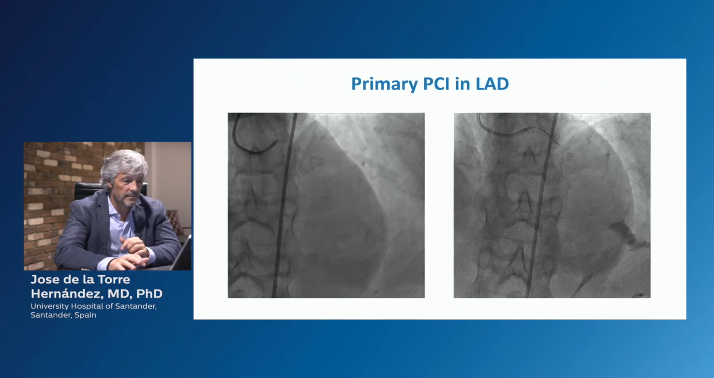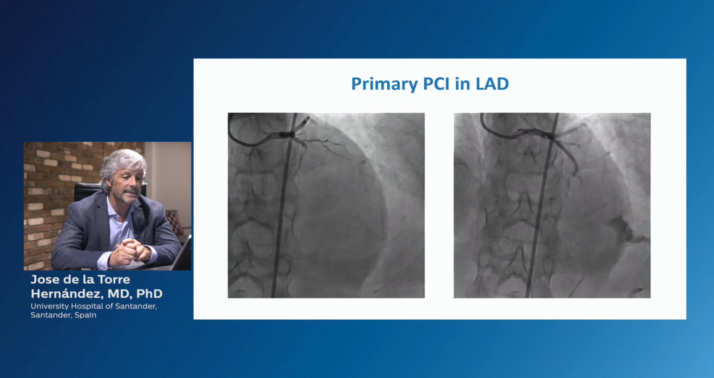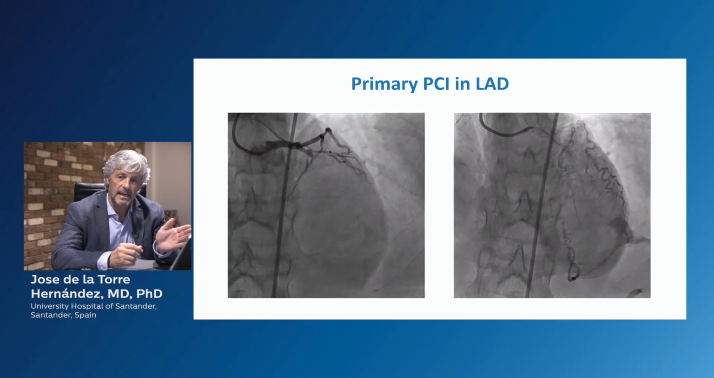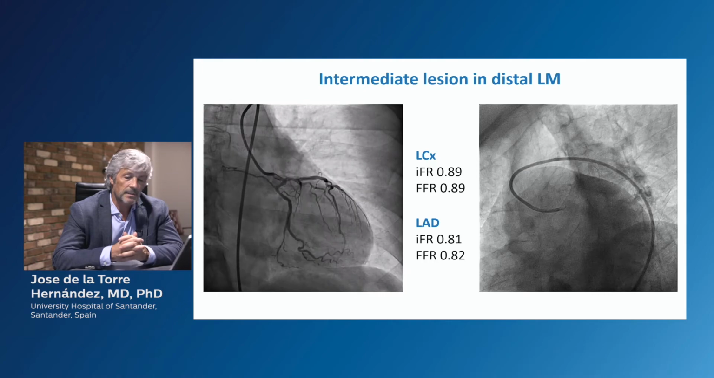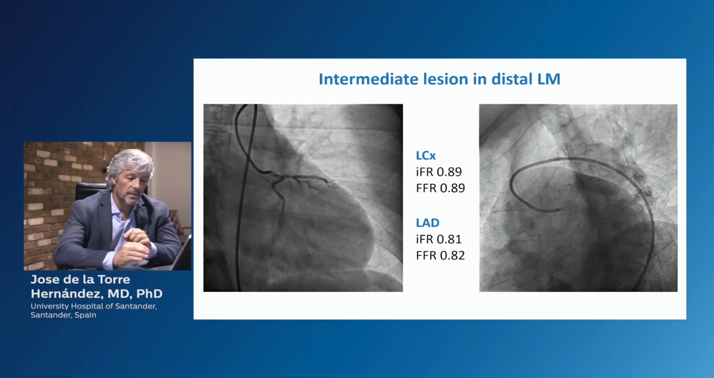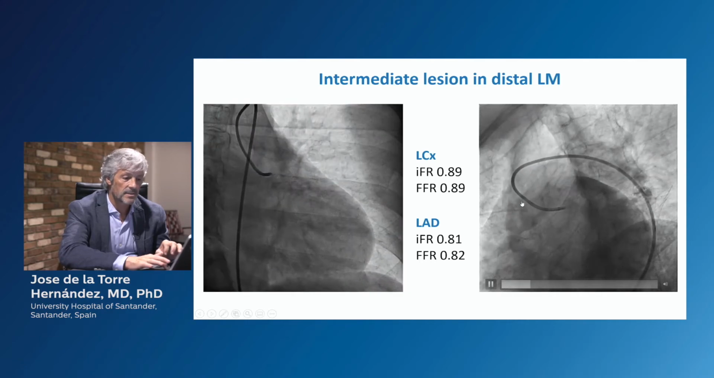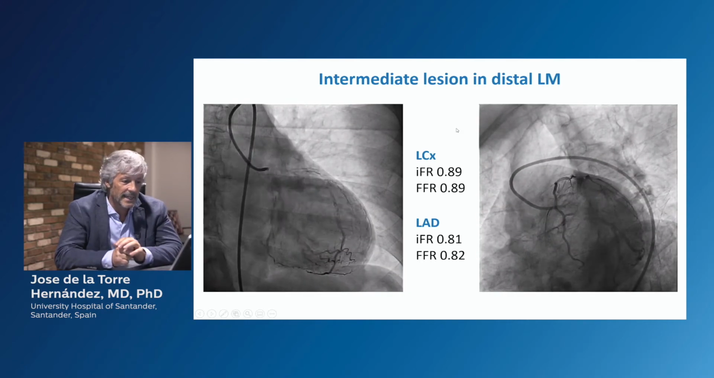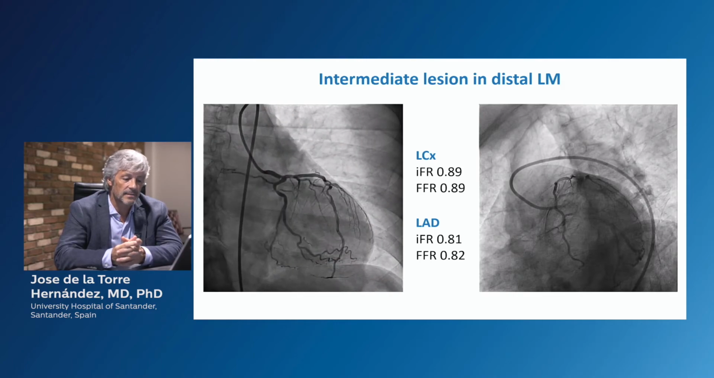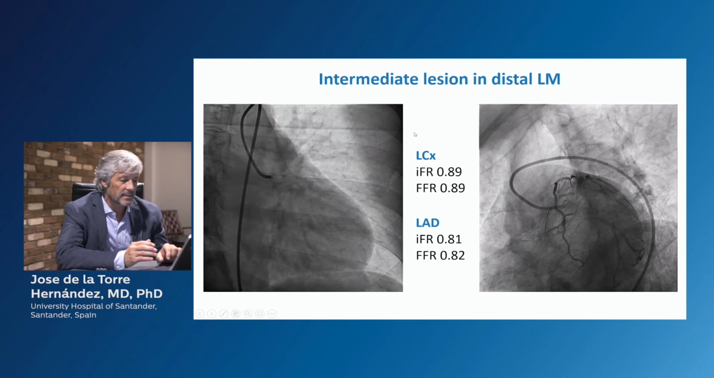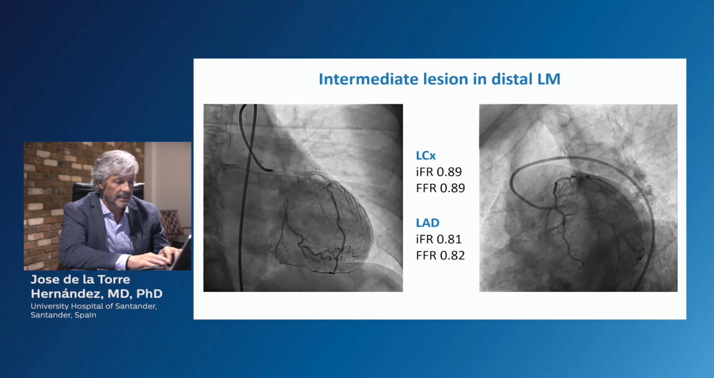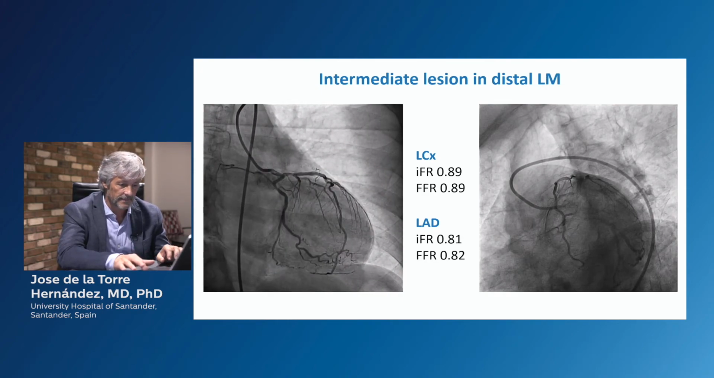Other cases, for example, this patient had primary PCI in the LAD. You see on the left-hand side the occluded artery, and on the right the treated artery. We saw an intermediate lesion in the distal left main, and we interrogated this lesion with iFR and FFR. In the circ, the result was the same, 0.89 for both, surprisingly, and in the LAD it was 0.81 for iFR and 0.82 for FFR. Then we have a mostly negative reading in the circ, borderline for iFR but negative for FFR, and in the LAD we could see that iFR was positive and FFR was not, which is interesting.